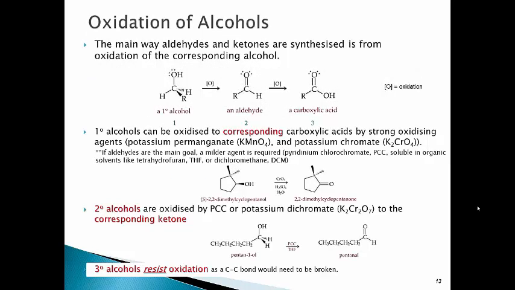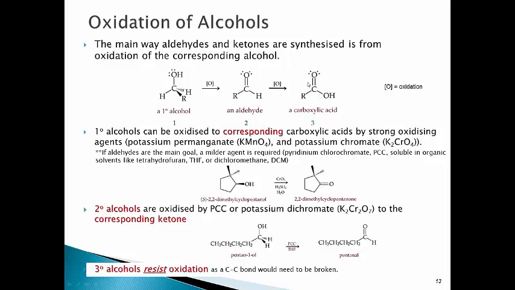Oxidation of alcohols. The main way aldehydes and ketones are synthesized is from oxidation of the corresponding alcohol. If we start off with some kind of alcohol, let's have a look at a primary alcohol. Remember, a primary alcohol has one R group and two hydrogens attached to the alcohol carbon. If we oxidize this using one equivalent of oxidizing agent, we would go to the next step, which would be our aldehyde: a carbon double bonded to our oxygen with a hydrogen attached and an R group attached.